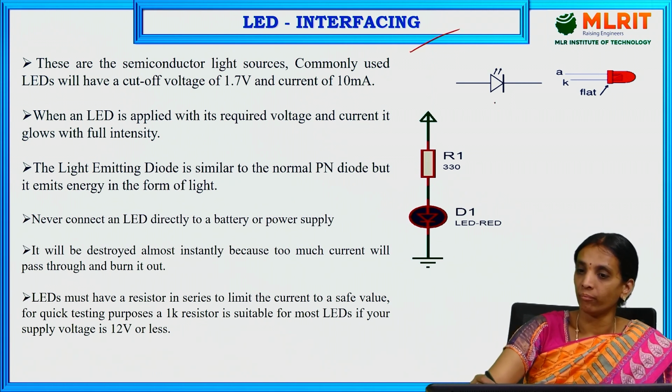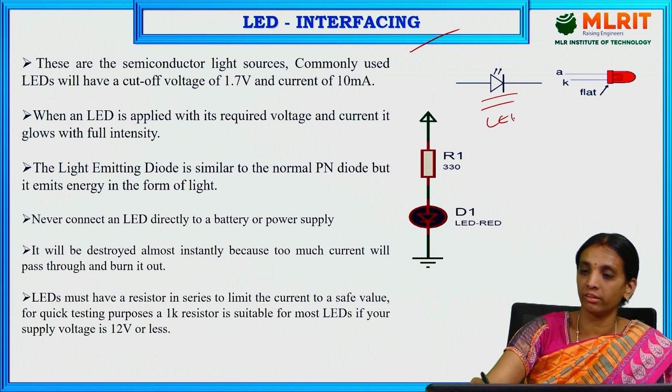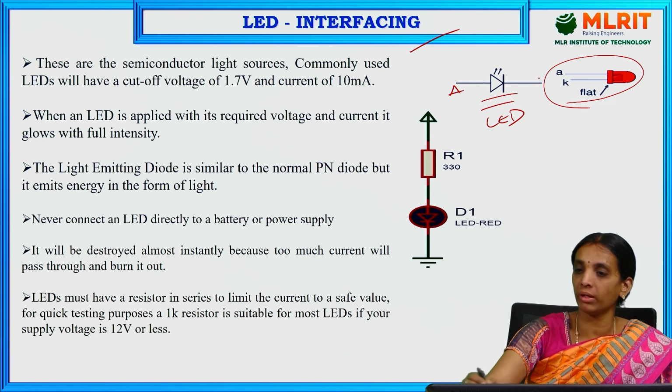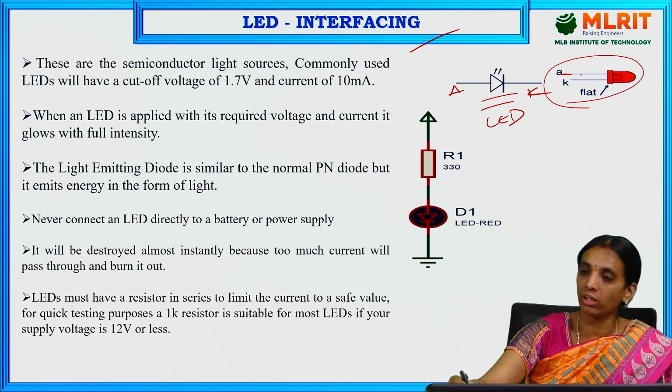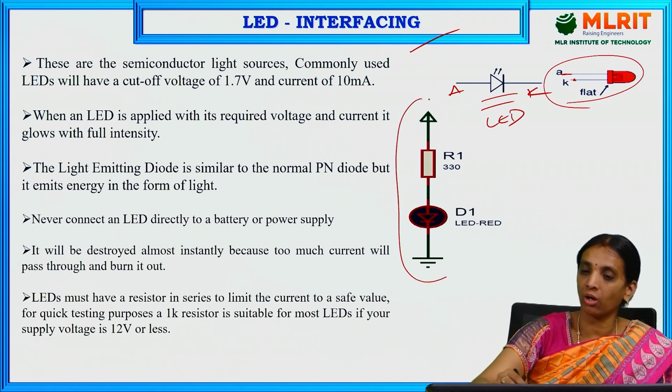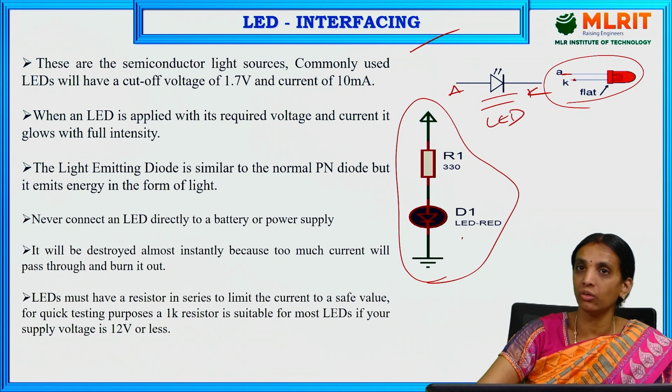Here this is the symbol for LED. LED is nothing but light emitting diode. It consists of two terminals, anode and cathode. For the LED component, the anode has the long lead and the cathode has the short lead. This is the connection, how we can connect our LED into our circuit.